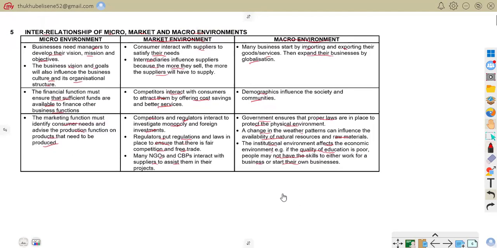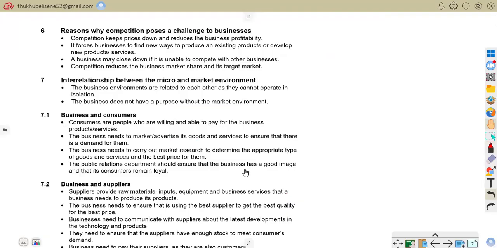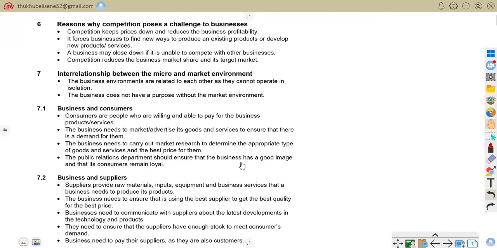So let's move on. So we are on the reasons why competition poses a challenge to a business.